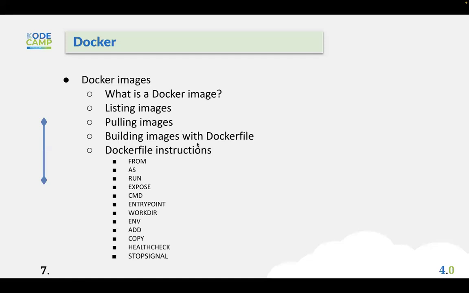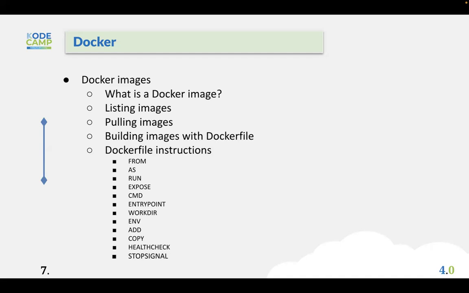I will show how we can pull images from Docker Hub. So how can we build images with a Dockerfile? Okay, so most of us have been waiting for this. So we can also list images, including the non-running ones. We can list images as only the running images.